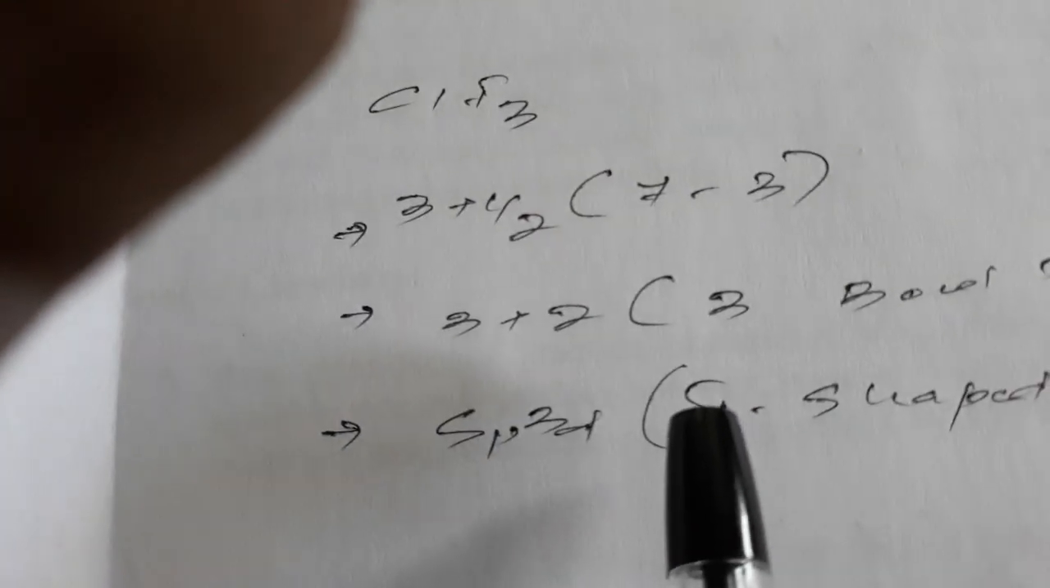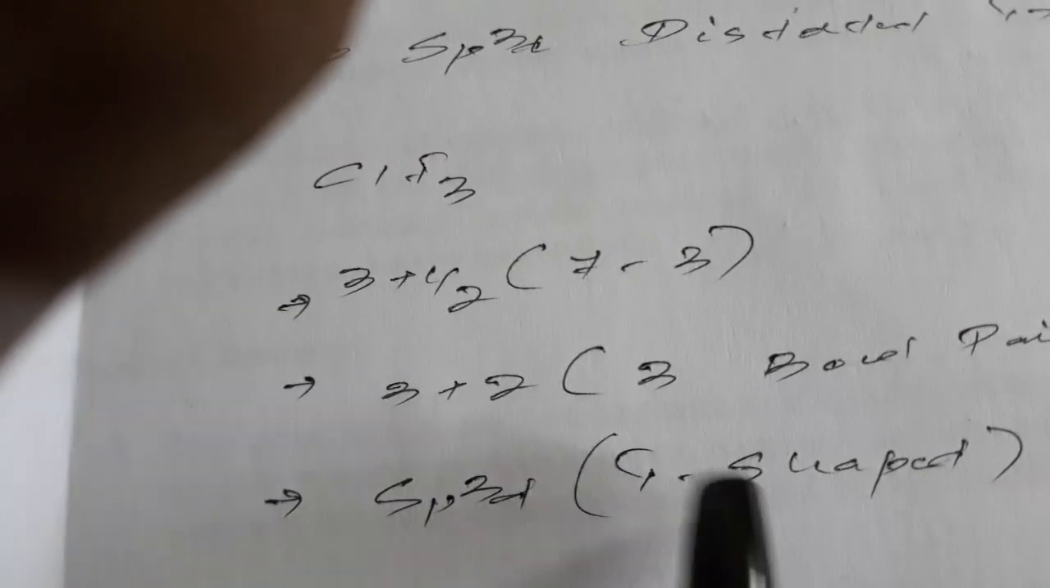And the important example in this category is ClF3. Here also we are following the same procedure and the same equation: 3 plus half of the valence electrons in chlorine minus the 3 monovalent fluorine atoms. So this is the answer we are getting, 3 plus 2, 3 bond pairs and 2 lone pairs, and the hybridization is sp3d with a T-shaped structure. See, this is a very important molecule which is asked in many competitive examinations. Either finding the number of lone pairs or bond pairs or even the shape, this is very, very important.